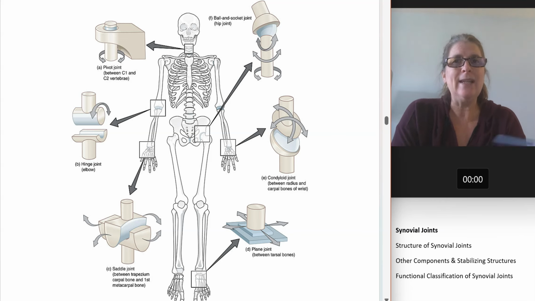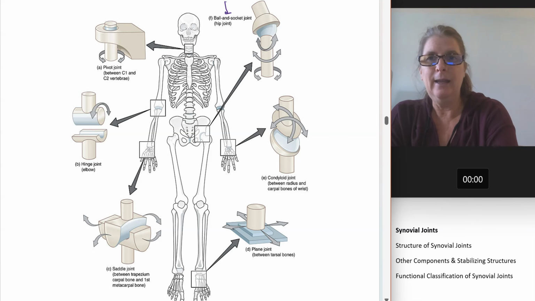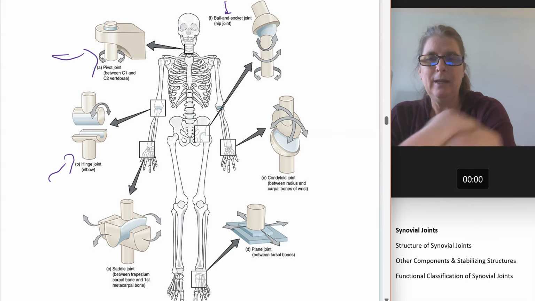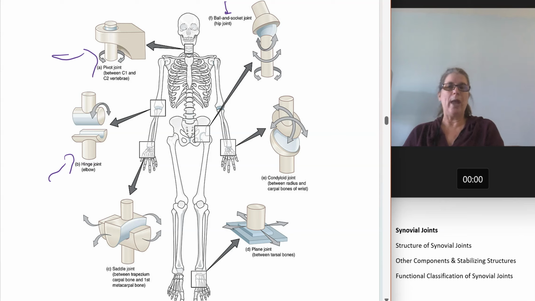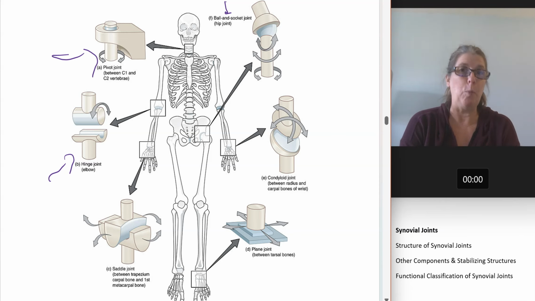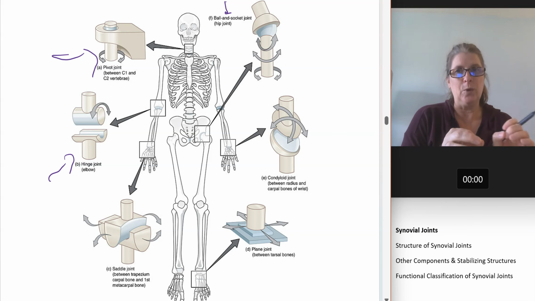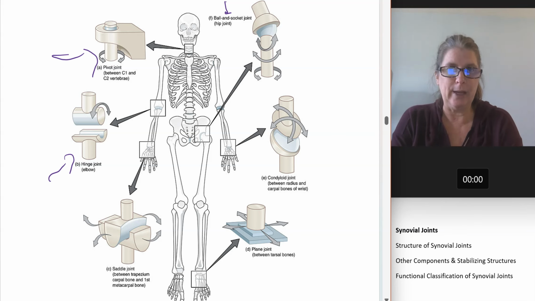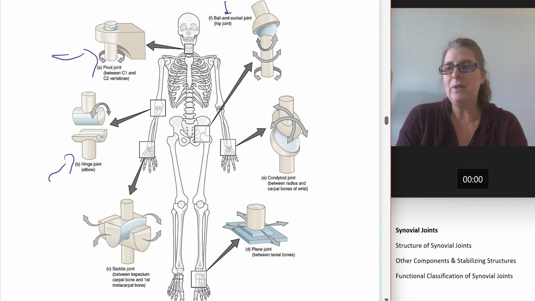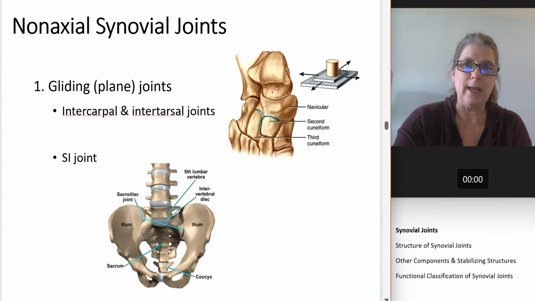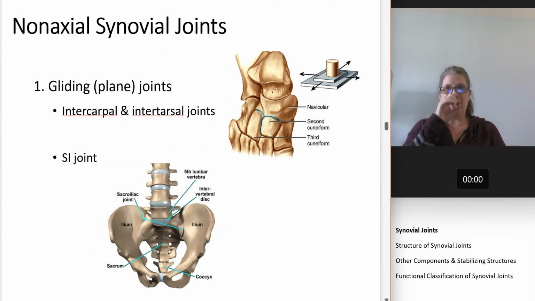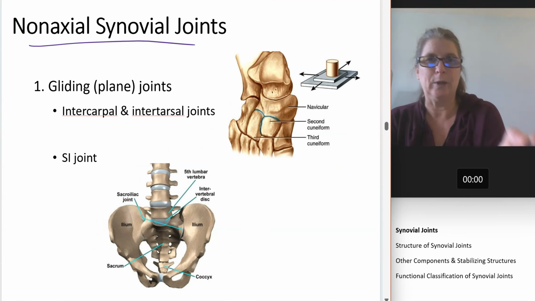So the joints have a name like ball and socket, hinge, pivot. That's the name of the joint. The location of the joint would be elbow, shoulder, that's joint location. Name of joint: hinge joint, condyloid, these are all names. Type of movement is uniaxial or biaxial or triaxial. So we're going to go through by movement and look at the non-axial joints first.